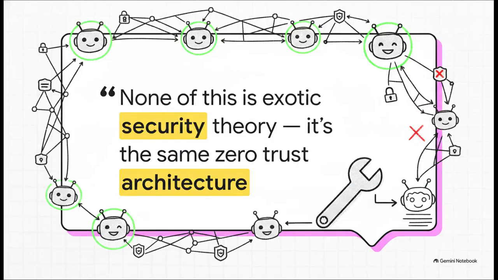Now, if this is starting to sound a bit familiar, well, it really should. As our source material points out, none of this is exotic security theory. It's the exact same zero-trust architecture most mature organizations have already built for human access and for service-to-service communication. We already have the tools to do this, guys. The gap is simply that agent identity got bolted on super late. It was an afterthought, implemented by whichever team managed to stand up their first AI agent the fastest.